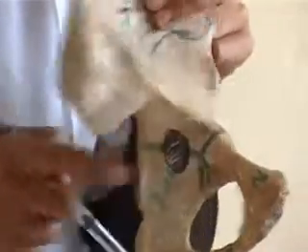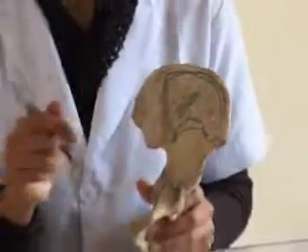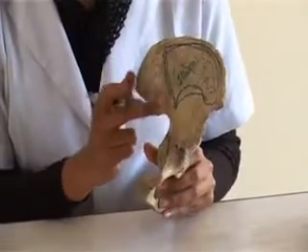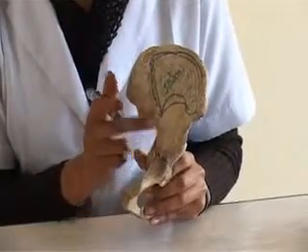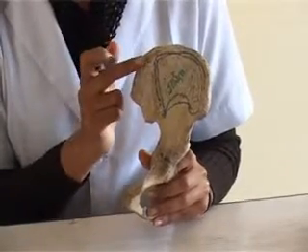Medial border. Medial border lies on the inner aspect of hip bone from posterior part of iliac crest to the iliopubic eminence.